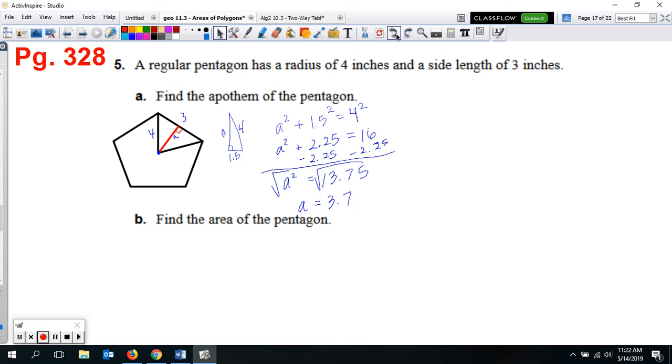And now we can find the area, using the formula: 1/2 times the apothem times the perimeter. The apothem is 3.7. The perimeter would be n times s. The number of sides is 5 and the side length is 3, so 3 times 5, or we could just say the perimeter is 15: 3 plus 3 plus 3 plus 3 plus 3, or 3 times 5, is 15. So it's 3.7 times 15 basically, and that's going to give us 27.8.